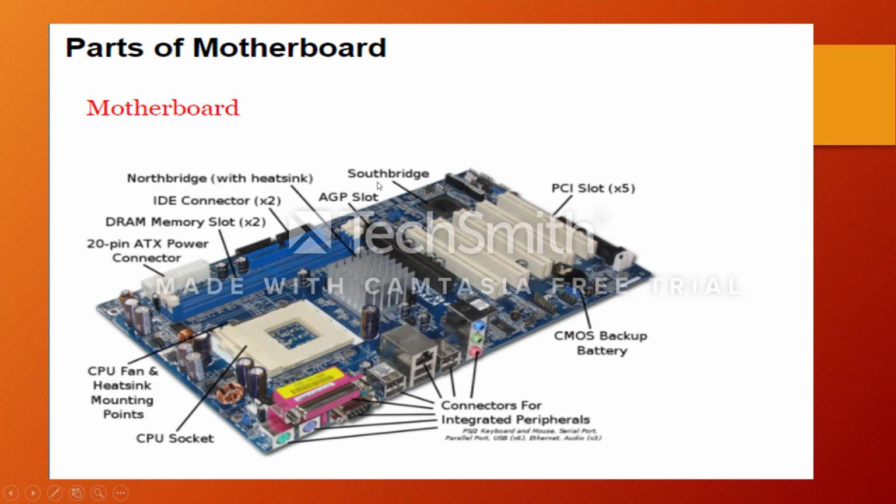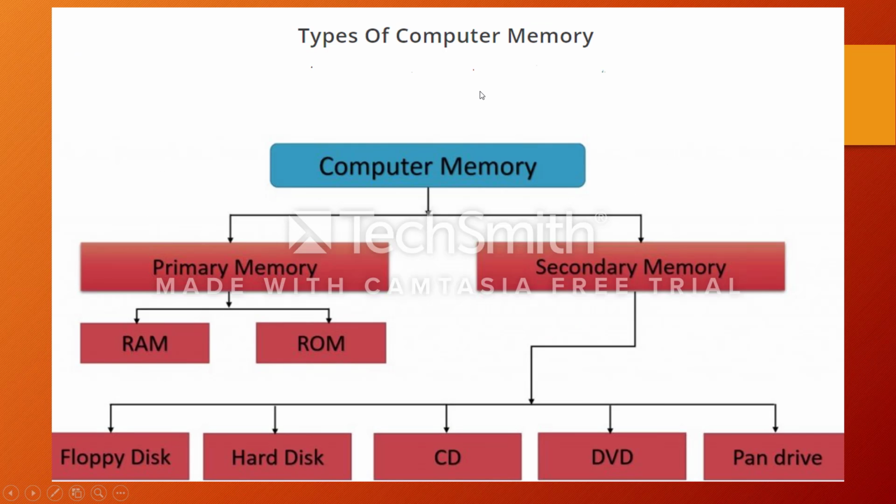Now, the next most important part is the motherboard, children. The motherboard is the main circuit board in the computer. It houses a variety of microchips, sockets, and electronic components, and it plays the integral part of connecting all parts of the computer system. So this is a very important part of our computer system, children. Next, we have the different types of memory.